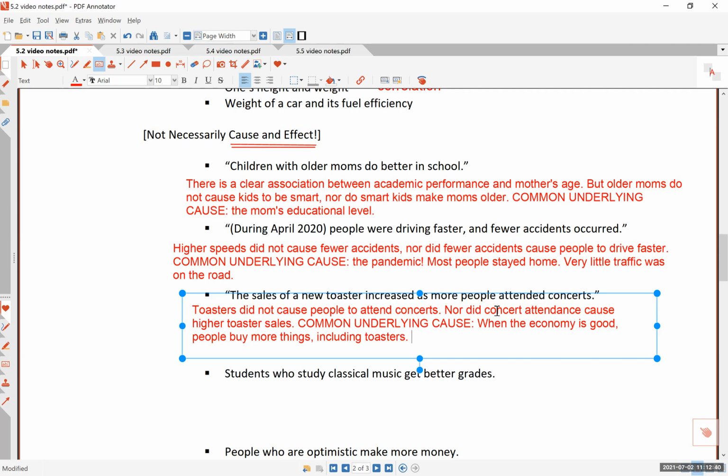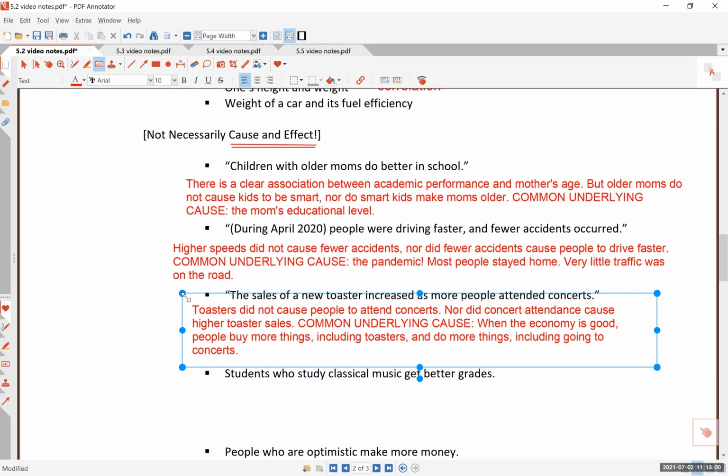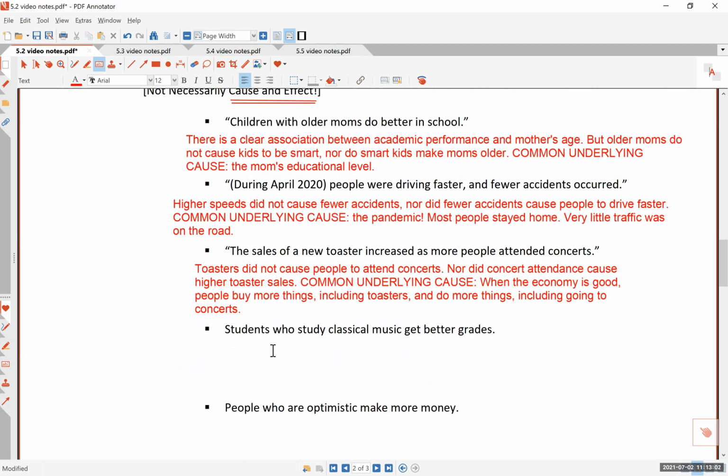Okay, and when the economy is good, people have more money and they have more time, and they tend to go to things like concerts. So when the economy is good, people buy more things, including toasters, and do more things, including going to concerts. Okay, so that's it. That was the only explanation. When people have more money, they end up buying more things.